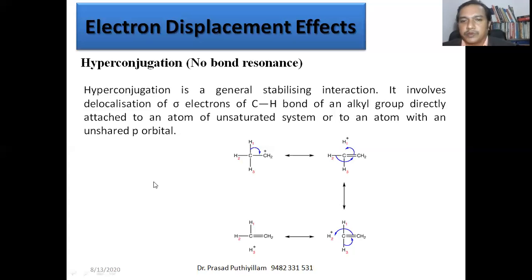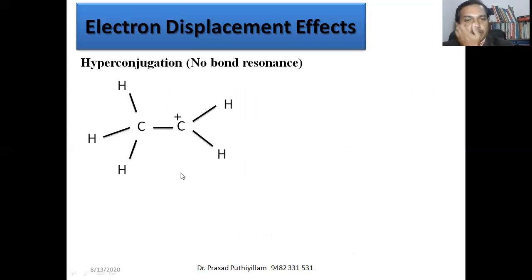p electron. Here an example is given, an unshared p electron, where a positive charge is there, and the electron movement is represented like this. Finally we'll get these types of possibilities, and the positive charge will be a little bit neutralized, not completely neutralized. The positive charge will be shifted to the hydrogen atoms also. Therefore the total effect of the positive charge will be less. So we'll see the example. That particular example is taken here.